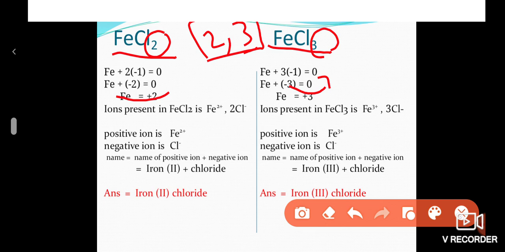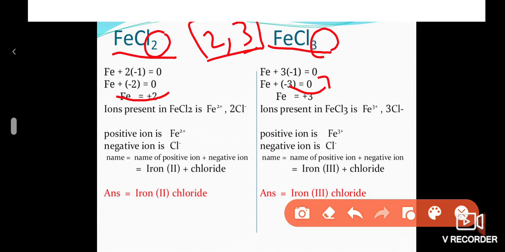Okay. Now the ions present in FeCl3 are Fe3 plus and Cl minus. Name of the positive ion. That means what is the positive ion? Iron 3. What is the negative ion? Chloride. Now we get iron 3 chloride. Okay. So copper and iron are a special case. First we have to find out the valency of iron and copper in the molecule. Then we have to find out the name. In the name we should include the valency.